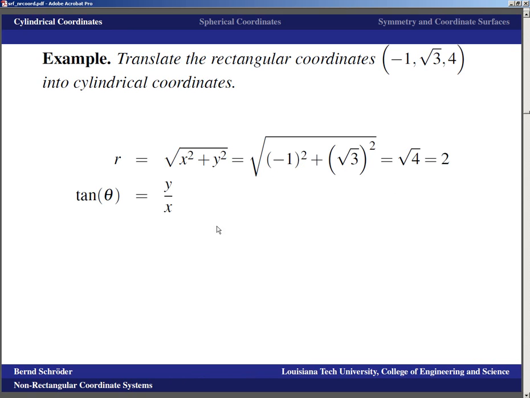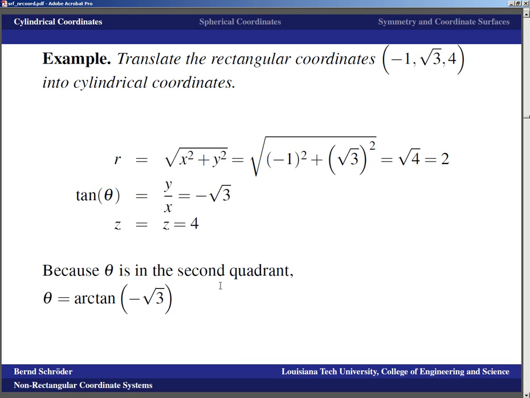For theta, remember, we know tangent theta is y over x, and so that means that the tangent of theta is negative root 3. But now we've got two possibilities, and we have to be careful here. This angle, with x being negative and y being positive, is in the second quadrant. And okay, z is z, which is 4.